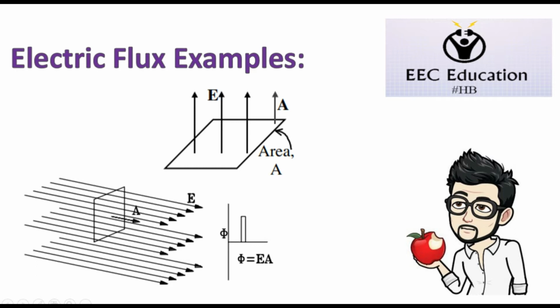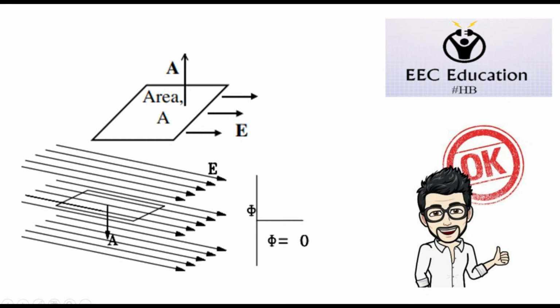Here are some examples of calculating the electric flux. In the first example, flux equals E times A, because E is parallel to the area vector, so theta equals 0. In the second example, flux equals 0, because E is perpendicular to the area, so theta equals 90 degrees and cosine theta equals 0.